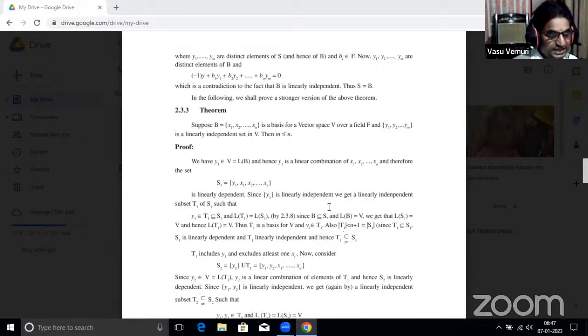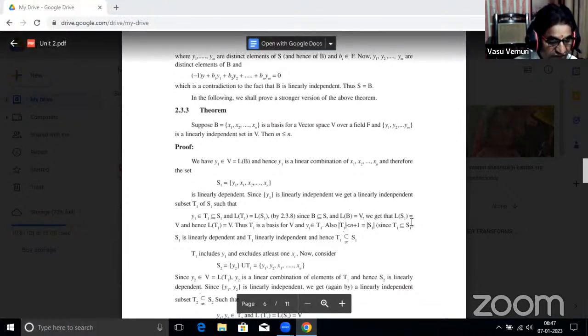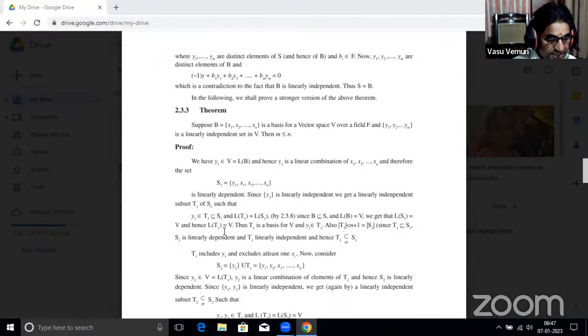Since B is contained in S, the linear span L of B equals B, so we get that L of S1 equals B, and similarly we can prove that L of T1 equals B. Therefore, T1 is a basis for B. Here y1, one of the elements, belongs to T1. Now the number of distinct elements in T1 does not exceed n plus 1, that is, mod T1 is less than n plus 1.